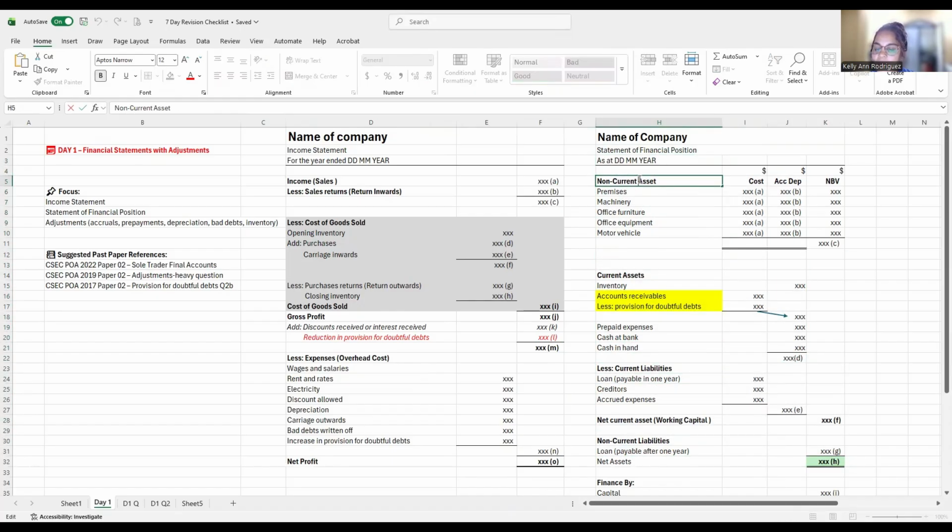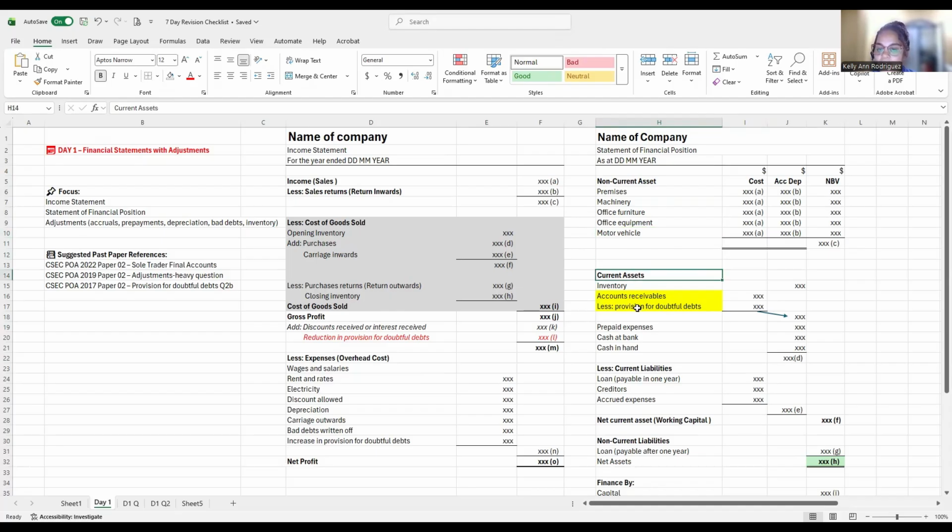Now, your asset is categorized by non-current asset. You have a cost column, accumulated depreciation, and net book value. Your asset is listed in order of permanence unless the examiners ask you to do it in accordance to liquidity, which means you will have the reverse of how you list it here. So in order of permanence, the one that has a longer lifespan will be at the top and the one with less lifespan will be underneath, to the last one.